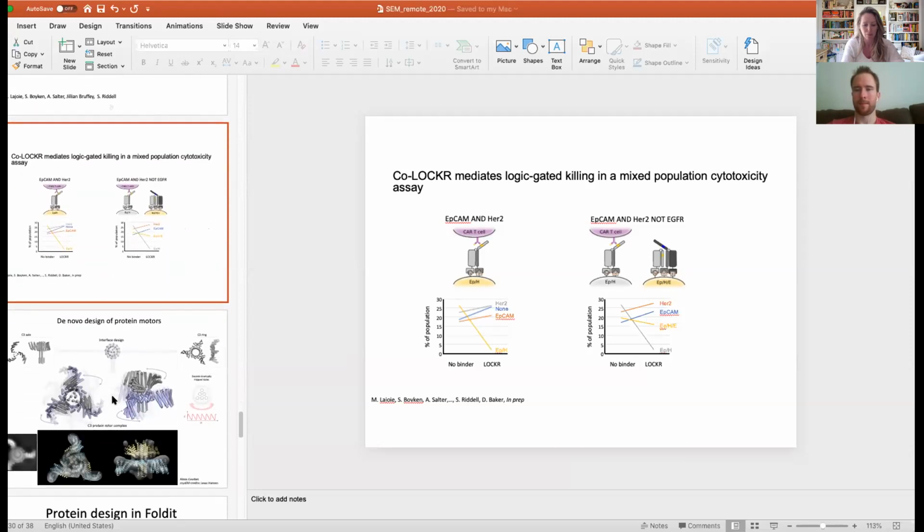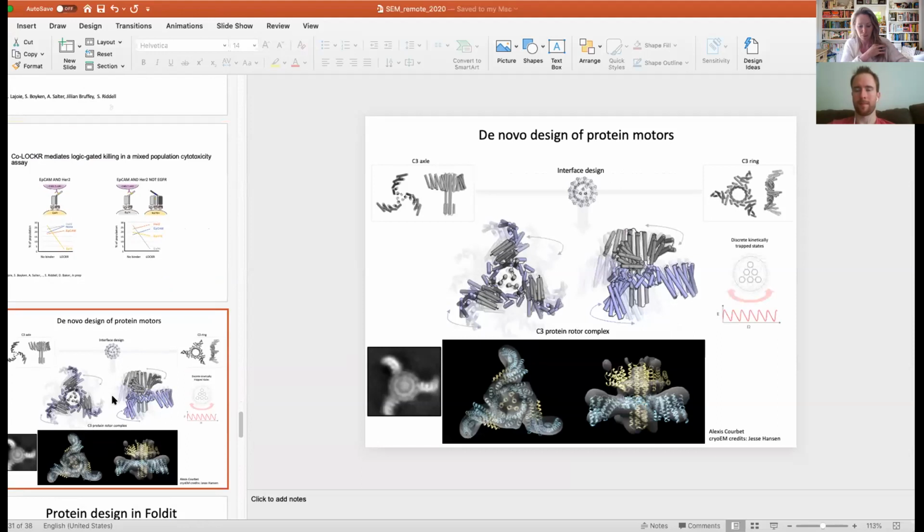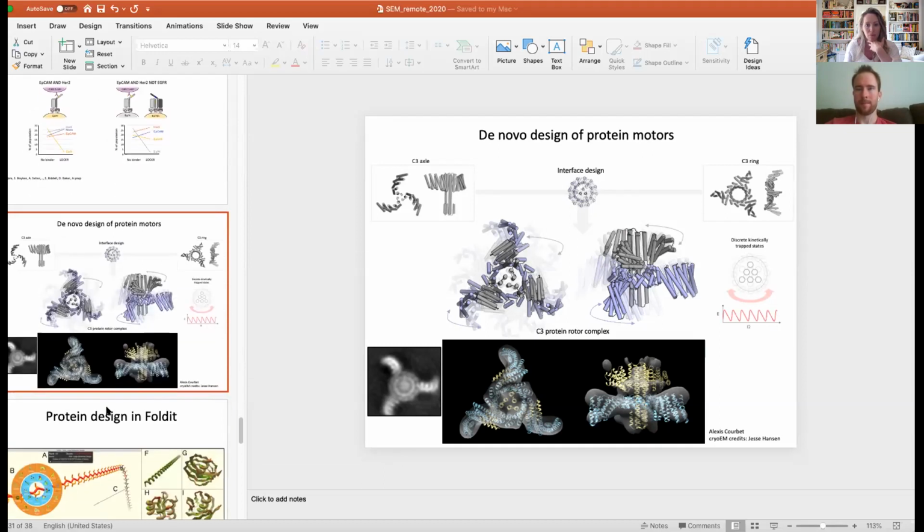And just as a fanciful kind of other extreme, this isn't immediately medically useful, but Alexis Corbet has been designing completely synthetic protein motor systems. He's got a very beautiful rotary motor system shown here with an axle and a ring. And in preliminary single molecule experiments with Zeph Bryan's group, it appears that we can actually drive rotary motion of this by adding a small molecule that is hydrolyzed at an active site that's embedded in here. It's very exciting, but preliminary.